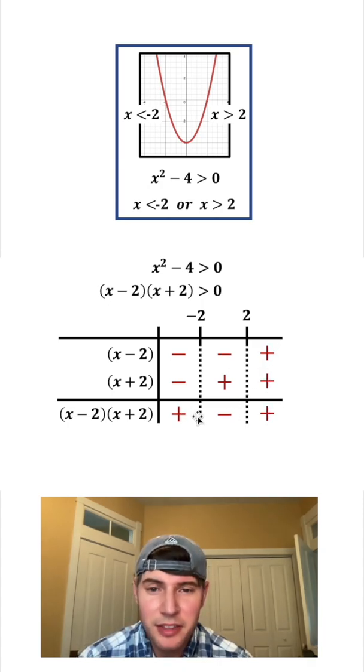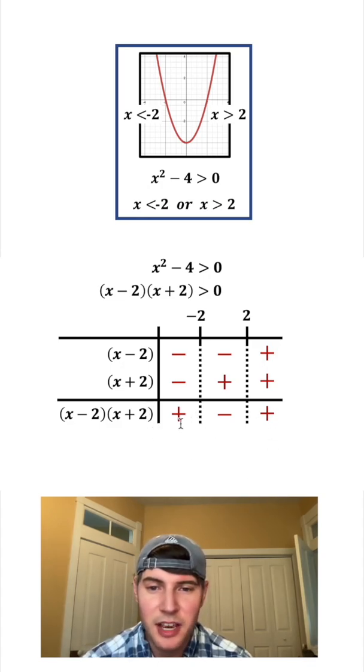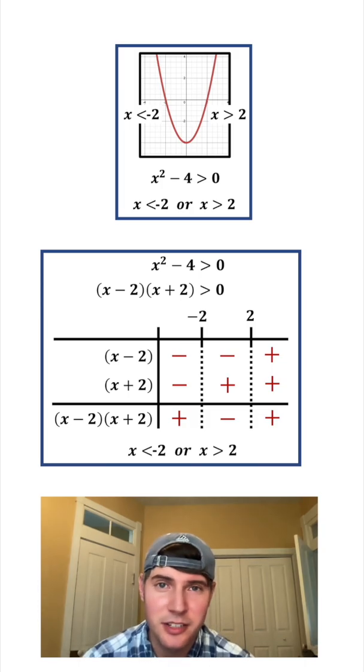So we can see that everything to the left of this will be positive, and everything to the right of this will be positive. So we can just say x is less than negative 2, or x is greater than positive 2. So this is how to solve it by hand if you didn't have access to something like Desmos.